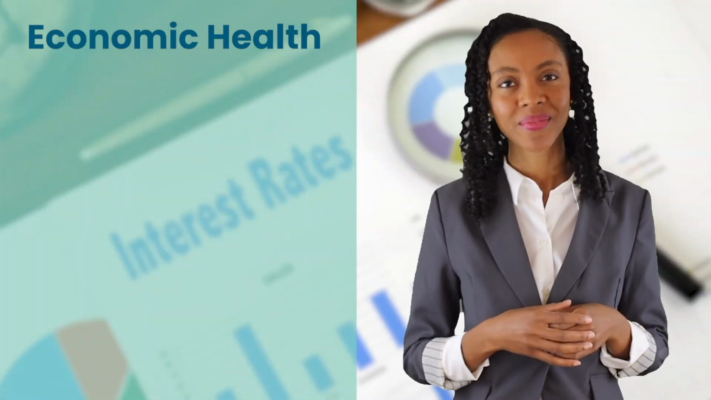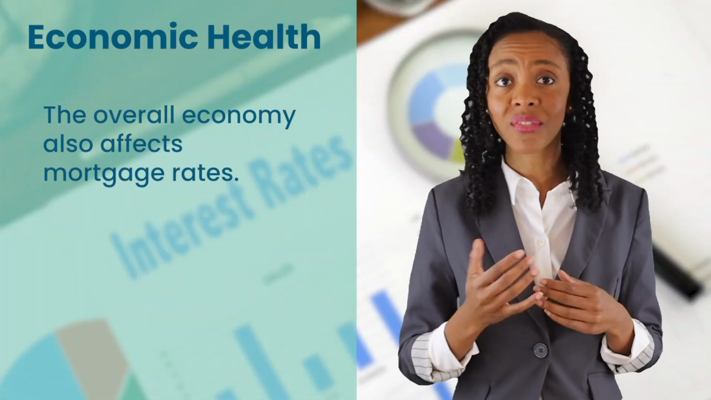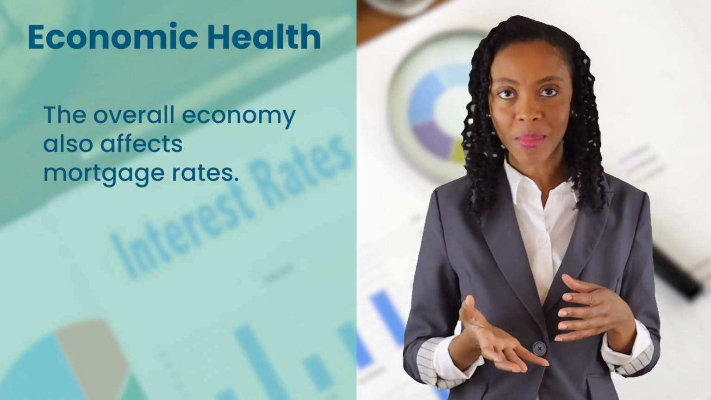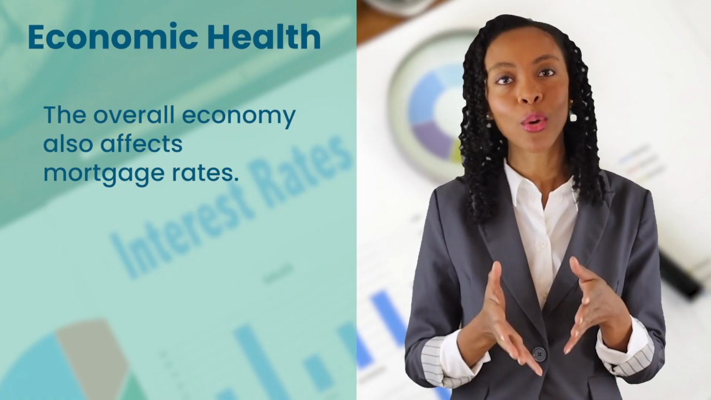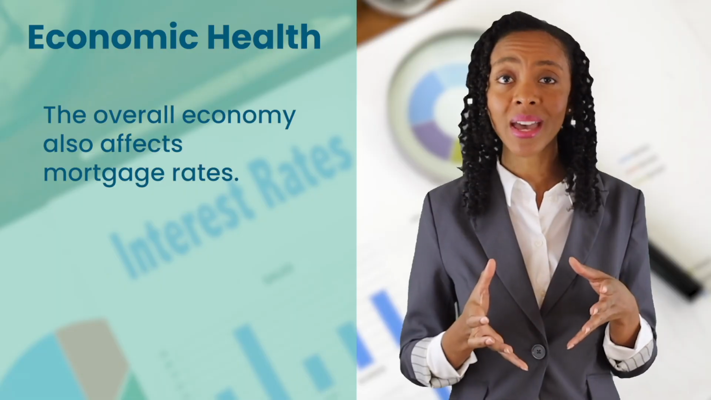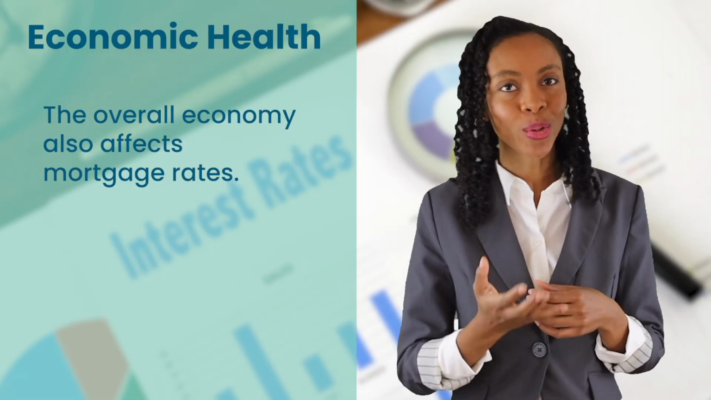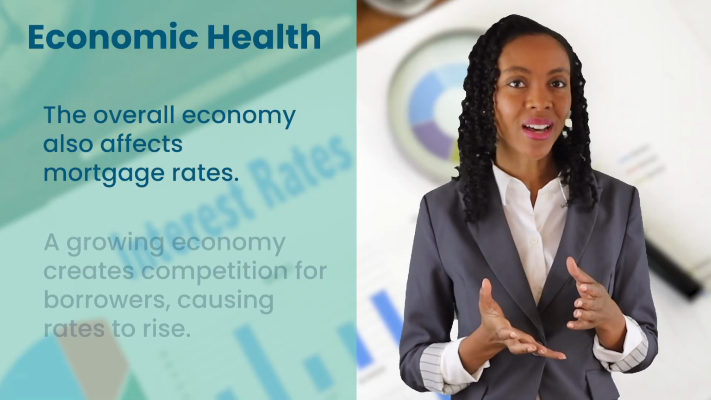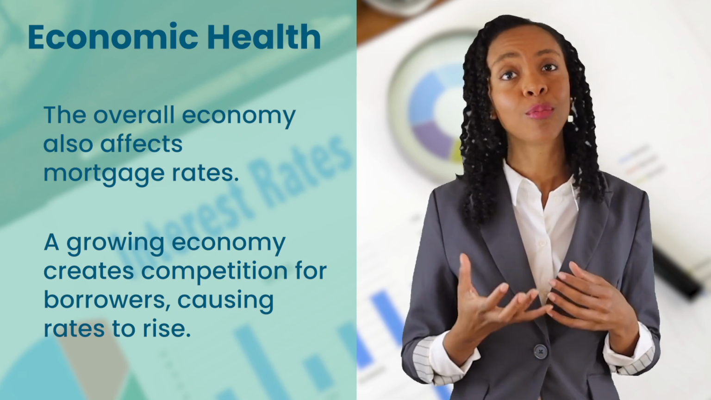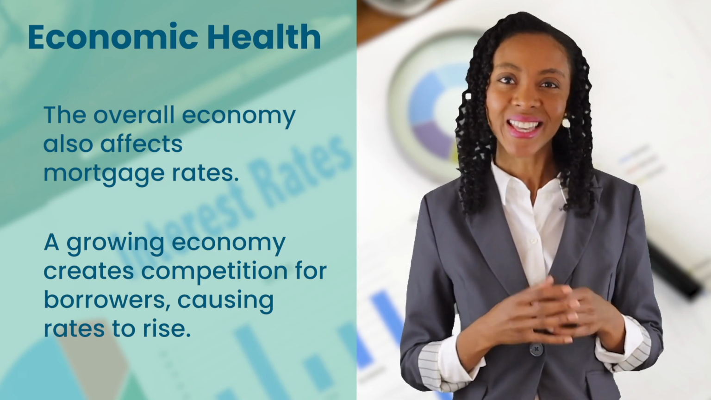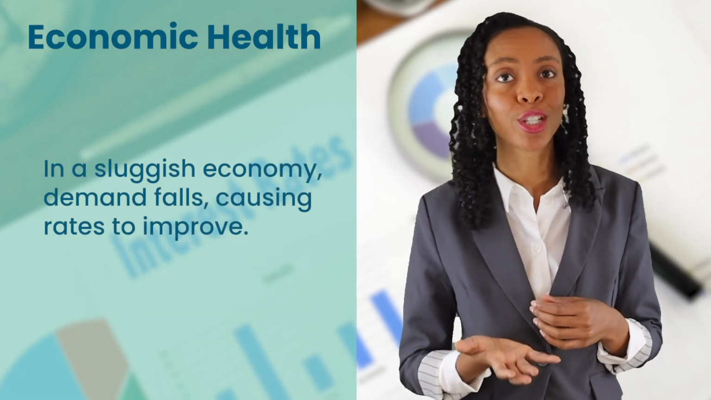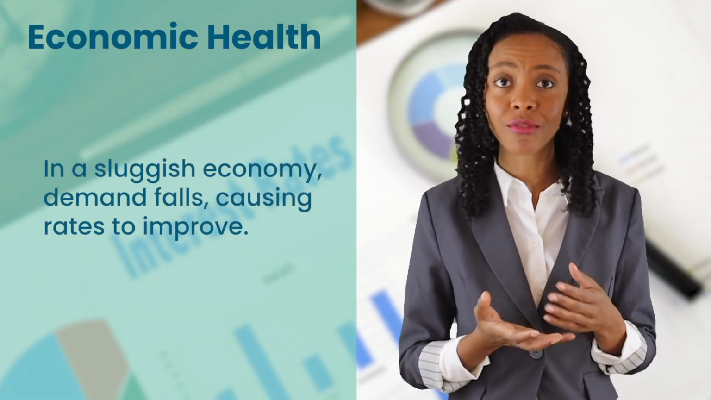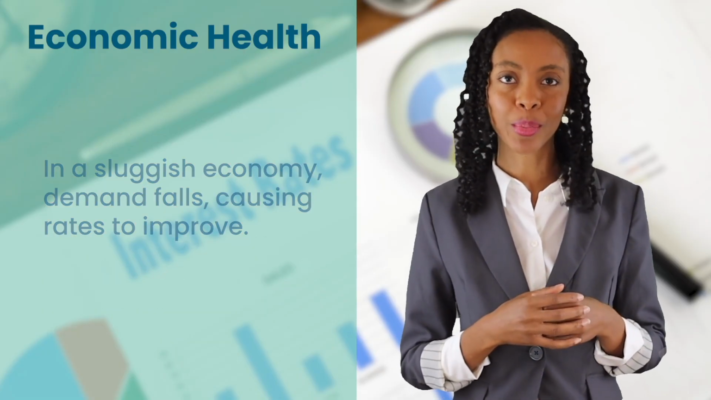Economic health. The overall economy also affects mortgage rates. When the gross domestic product, or GDP, and employment rise, it's a sign of a growing economy, so there is a greater demand for goods and services, including real estate. A growing economy creates competition from those wishing to borrow money. This demand causes interest rates to rise. The opposite is true in a slowing economy. Borrowing demand falls, causing interest rates to improve.